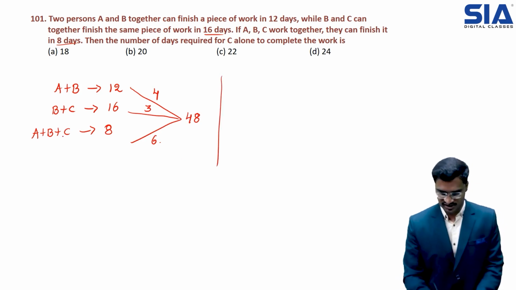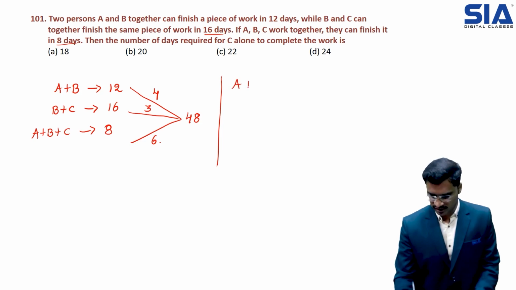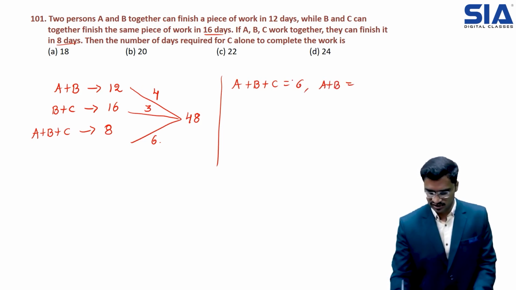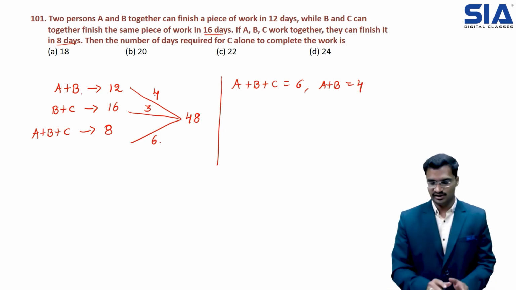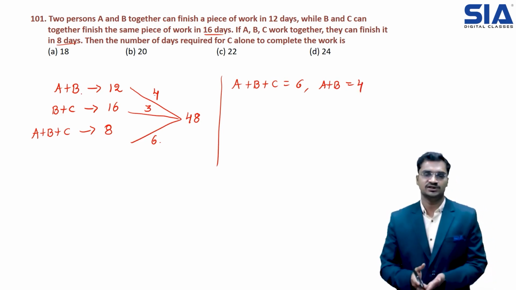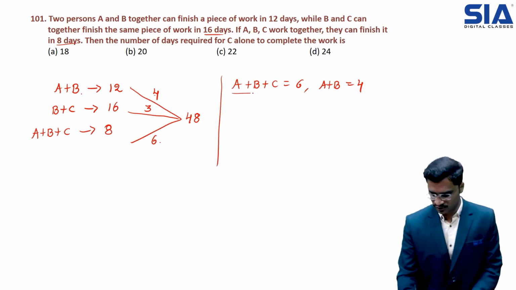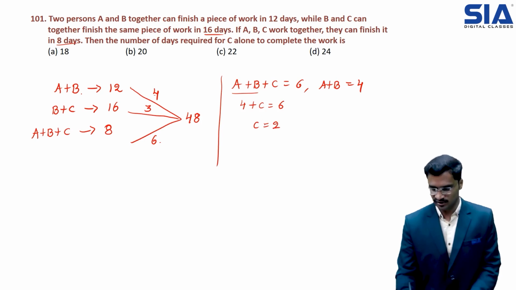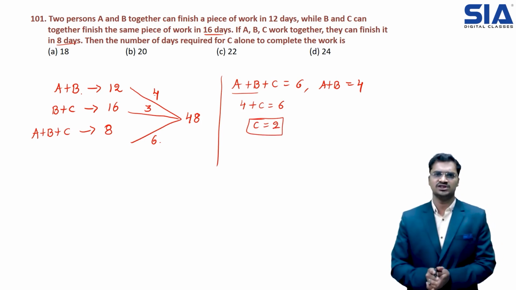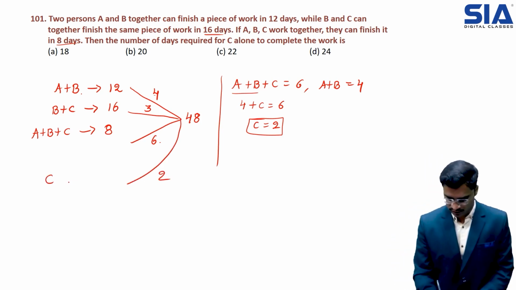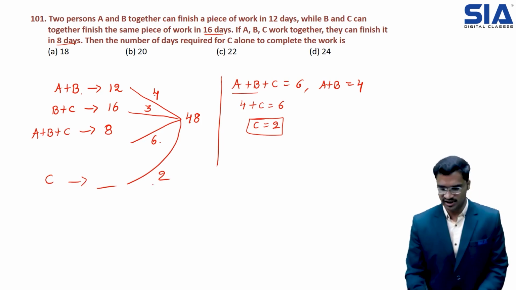So the combined efficiency of A plus B plus C is 6. The efficiency of A plus B is 4. Here the efficiency of A alone is not given, but the combined efficiency of A plus B is given. If A plus B is 4, let us substitute the value. So 4 plus C equals 6. Then the efficiency of C is 6 minus 4, which is 2. If the efficiency of C is 2, then C alone will complete this work in 48 by 2 days.